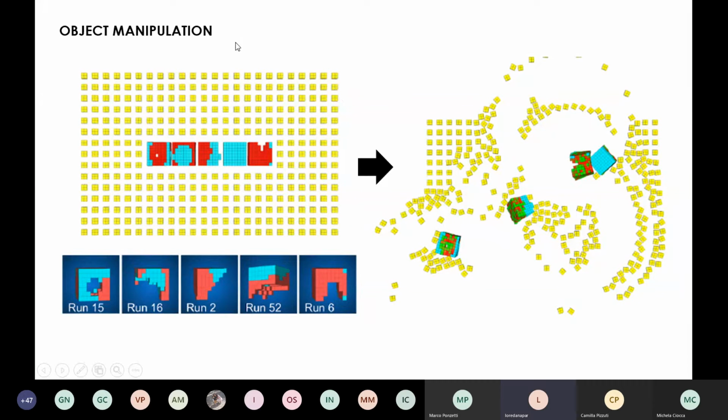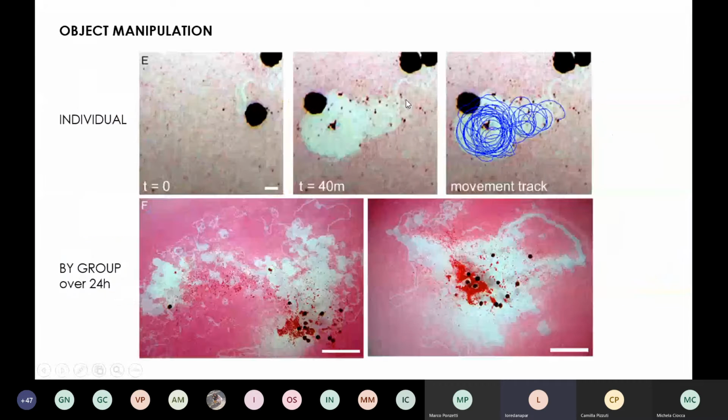Okay, another important point is that they also want to test the ability of object manipulation. In fact, they put the design on the crawled surface that is shown in these images, and they note that when the environment is strewn with particulate matter, motile designs spontaneously aggregated the external objects, and this behavior is observed both in silico and in vivo. In fact, this is a new representative image of in vivo behavior.